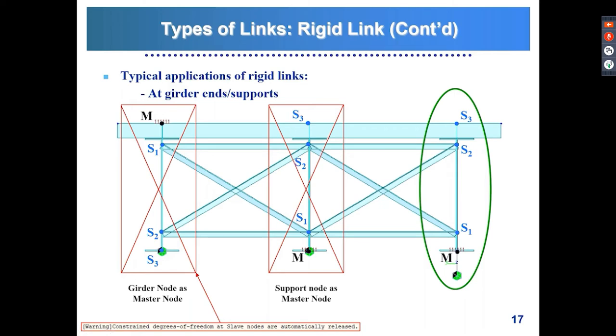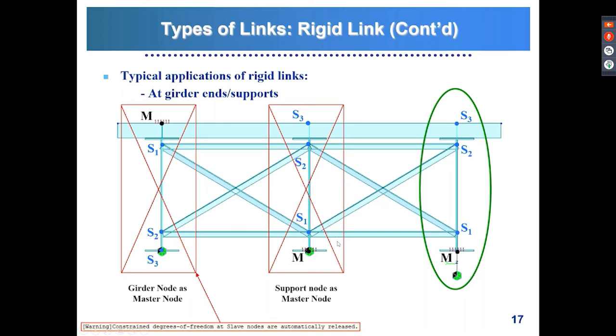Luckily, Midas gives you a warning for that. It's going to tell you that the constrained degrees of freedom at the slave nodes are automatically released. So you may get this message and you may not be aware why that is happening. It's because you have a support node as a slave node, so that is essentially getting deleted when you start the analysis. And in that case, if all your supports end up being removed during the analysis, then your model is just not going to run. So the good thing is that's something very easy to pick up.